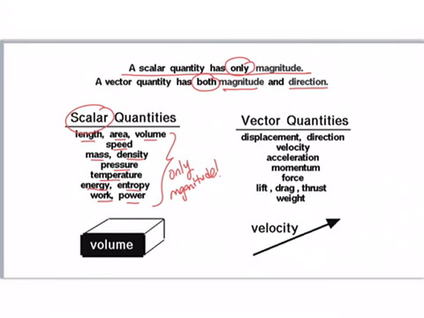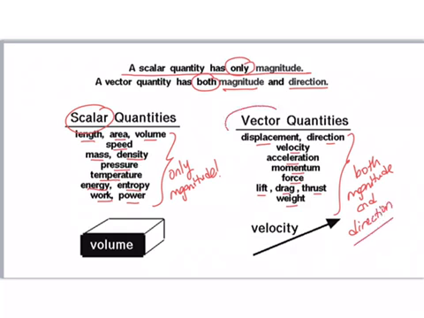But displacement, direction, velocity, acceleration, momentum, force, lift, drag, thrust, and weight, they have both magnitude and a direction. So we call these kinds of quantities vector quantities.